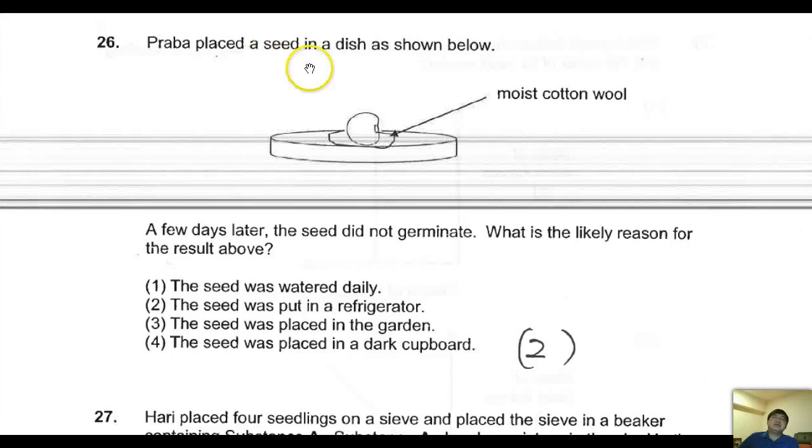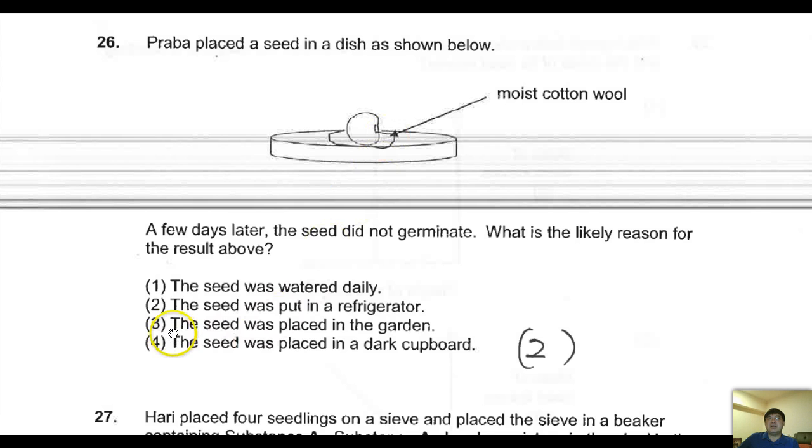Okay, Prabha placed a seed in a dish as shown in the following. So there is moist cotton wool, it means it's wet, and the seed over here. After a few days, the seed did not germinate. What is the likely reason for the above result? Okay, it says the seed was put in the refrigerator. The seed was watered daily. If the seed was watered daily, most probably it would germinate because there's a consistent supply of water.